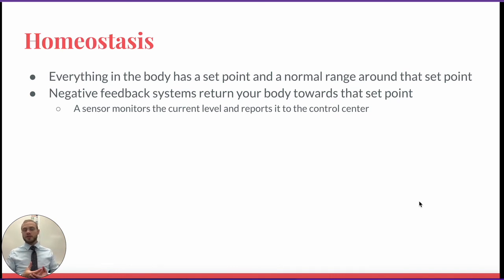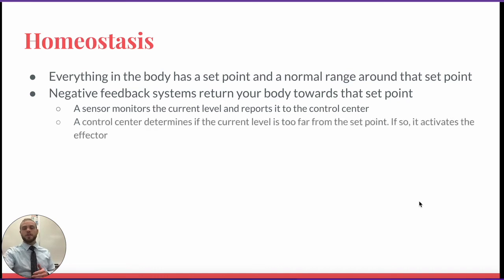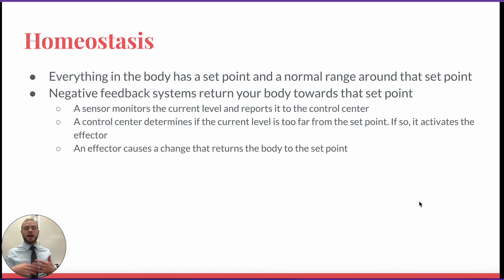A sensor is going to monitor your current level. It's going to say, hey, this is the current temperature we're at, or this is the current level we're at, and it's going to carry that information to the control center. The control center will say, okay, you're at this level, and this is what you need to be at, and if those are different, it's going to activate an effector, and that effector is going to carry out a change that's going to return your body back to the set point.